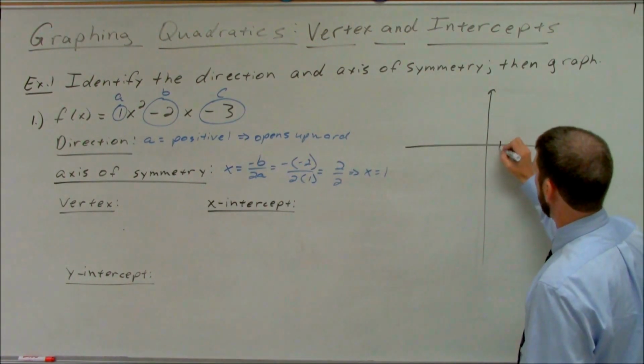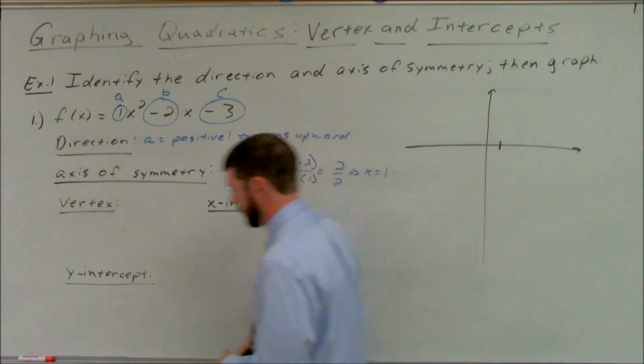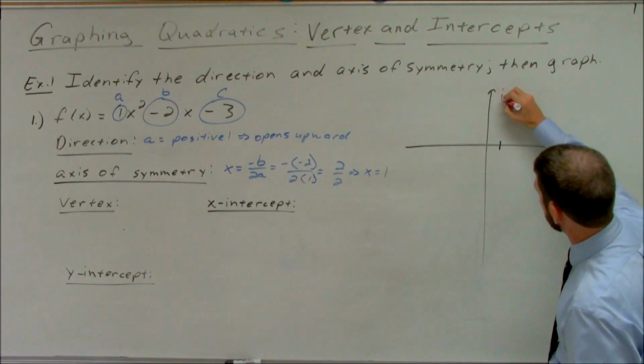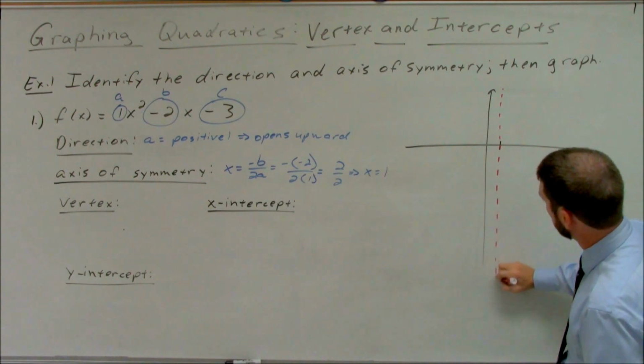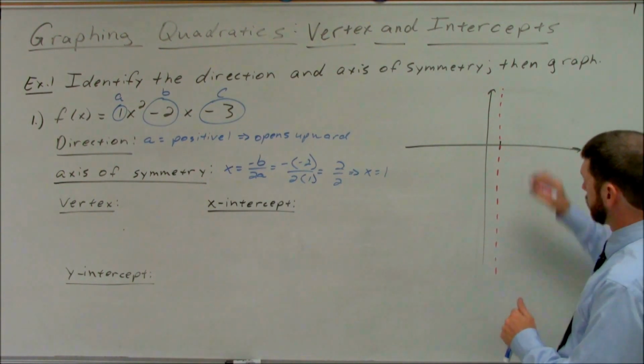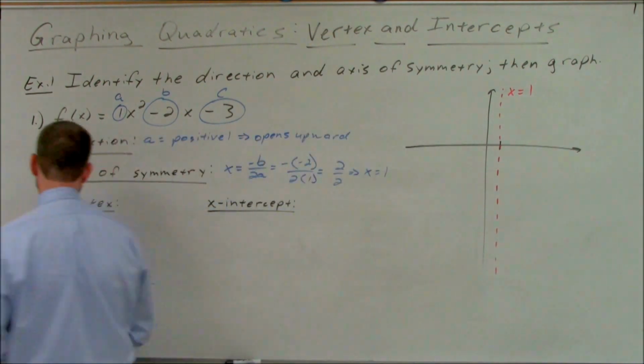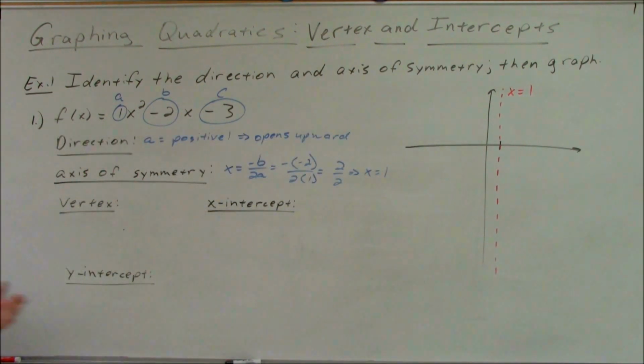So we could go over to positive 1. We could draw that axis of symmetry. So we've got that x equals 1, axis of symmetry. That's taken care of. All right, now we want to actually graph.